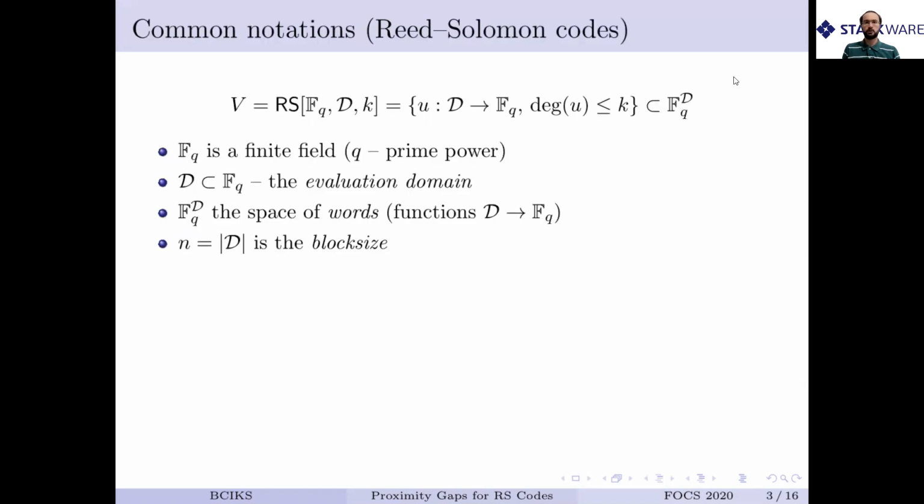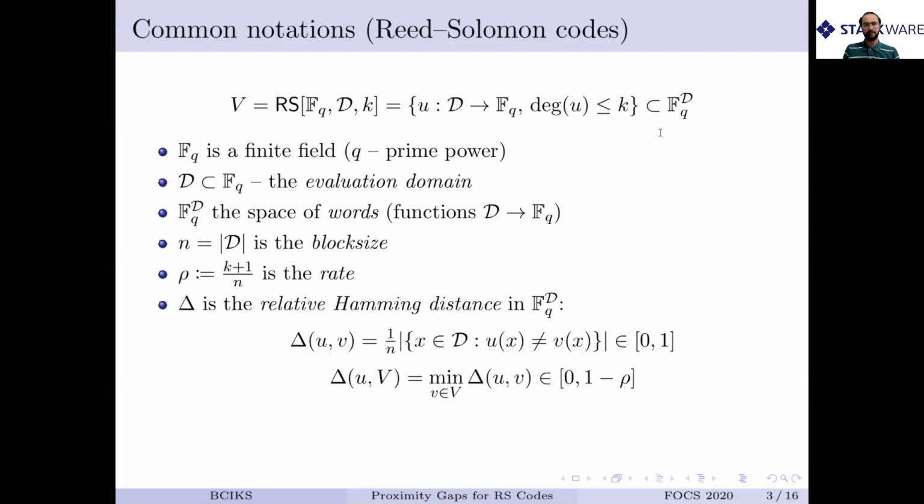Reed-Solomon codes are linear codes from an evaluation domain D to a finite field Fq in which it lives, which are evaluations of low-degree polynomials, degree up to k, with coefficients from the field. We call the space of all functions D to Fq the space of words, and we denote by n the block size of the code, which is the size of the evaluation domain D. We also denote by rho the rate of the code, which is (k plus 1) over n, which satisfies that for every k+1 points, there is a unique code word interpolating the values at those points.